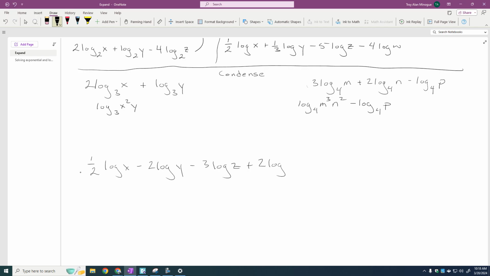Okay, now I'm going to do this condensing. Single logarithm, base of 4. The first term goes on top, and what I'm subtracting goes on bottom.